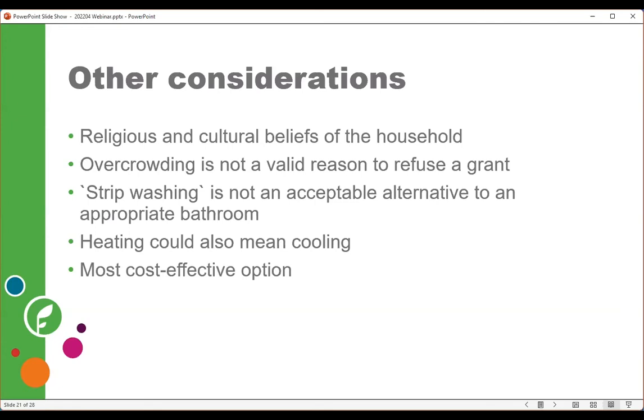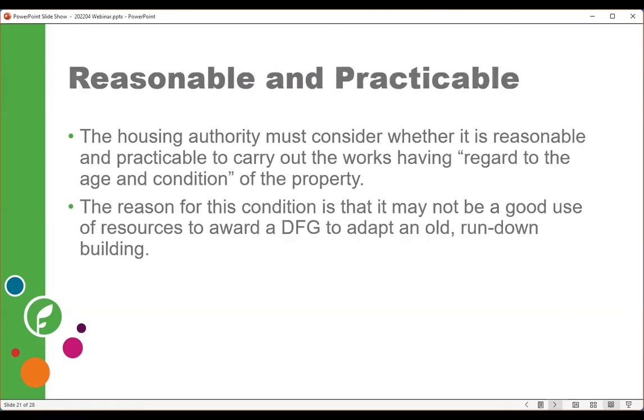One of the new things in the guidance in terms of heating is that heating could also mean cooling. So somebody with multiple sclerosis, for example, can be severely affected by heat during the summer. So if it's necessary and appropriate, then air conditioning could be grant funded. And you also take into account the most cost-effective option when you're considering what's necessary and appropriate. So necessary and appropriate is by far the main part of that question.